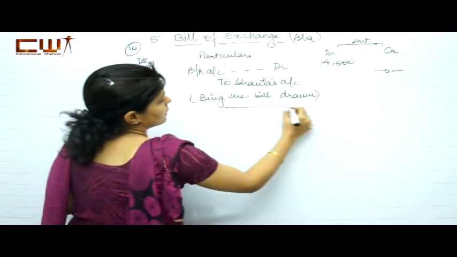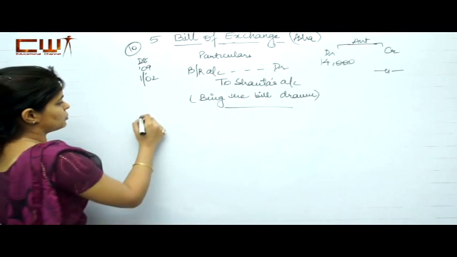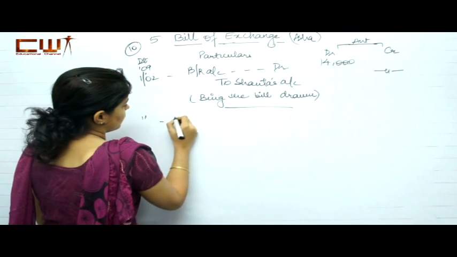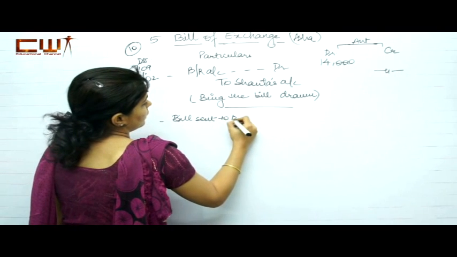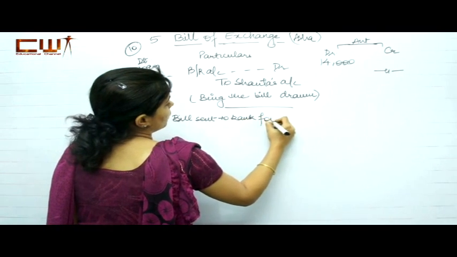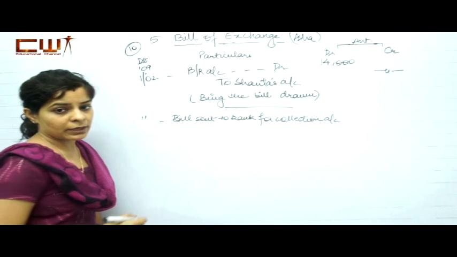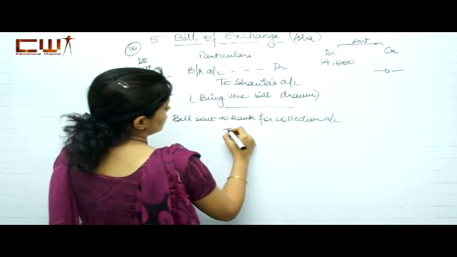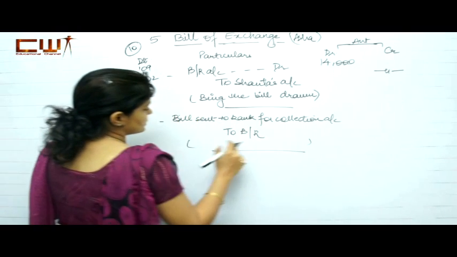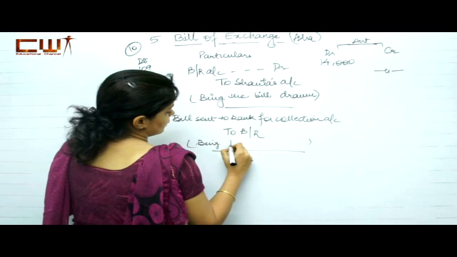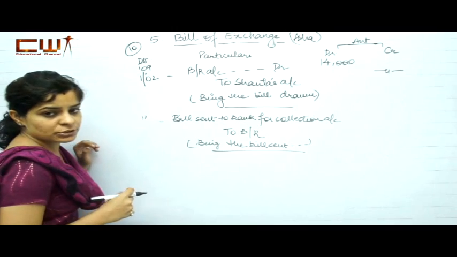Next, you are sending the bill for collection. So what will the entry be? The same day you sent it. The entry is bill sent to bank for collection account, debited, to bills receivable. You have submitted the bills receivable. It has gone from your hands. So it is credited. Being the bill sent for collection. How much? 14,000.